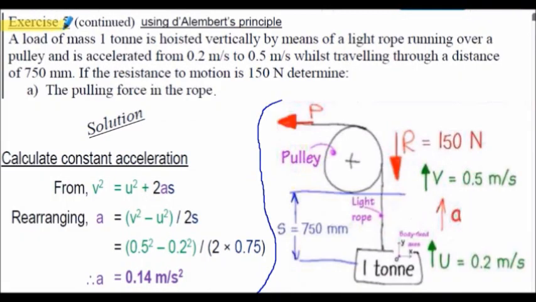Here's exercise 5, part A, solution continued. So the first thing we need to do is to calculate the constant acceleration, labelled a here. We're going to use a linear equation of motion from our previous work, and that's v squared equals u squared plus 2as. Rearranging for acceleration a, that's (v squared minus u squared) all divided by 2s. Inserting the values in the diagram on the right hand side, we have the final velocity, the initial velocity, and the distance travelled. So that evaluates to a equal to 0.14 meters per second squared.